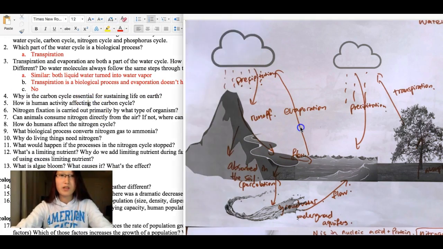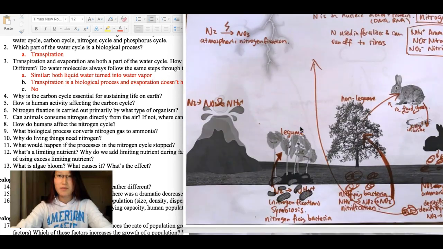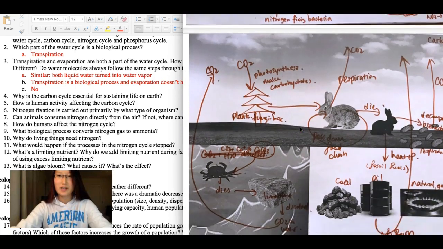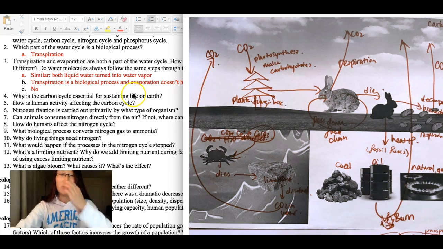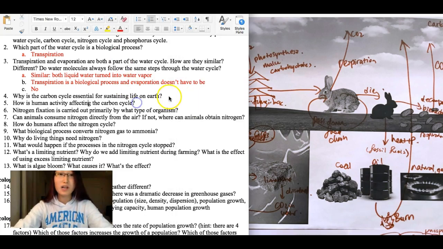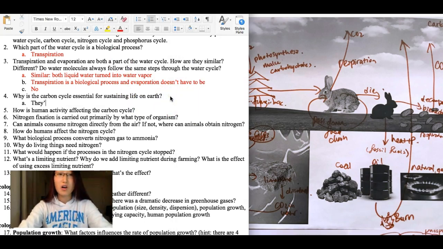And the next one, we're on to the carbon cycle. This is definitely not the carbon cycle. Here we have our carbon cycle. You understand why water is important, right? Every living thing is dependent on water. But why is carbon essential? Because it's in all the macromolecules, right?